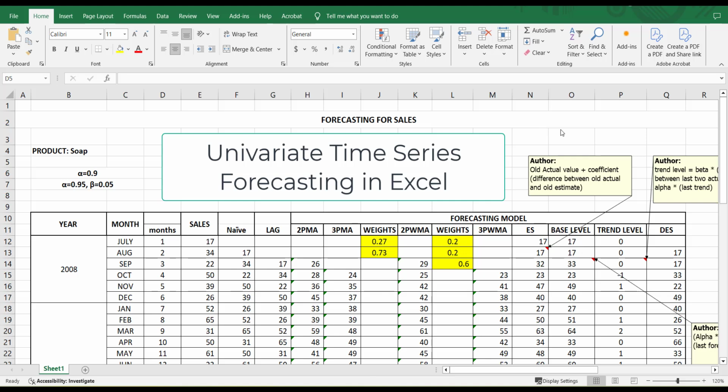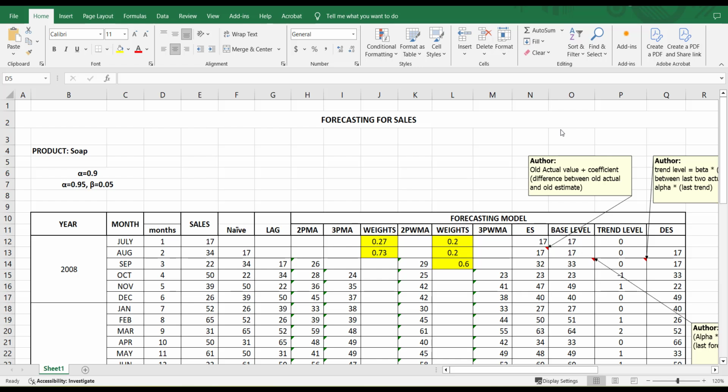I welcome everyone. In this video, we are going to understand basic time series forecasting for univariate data. It is univariate because we will be using the past information of the data itself rather than picking up new variables.